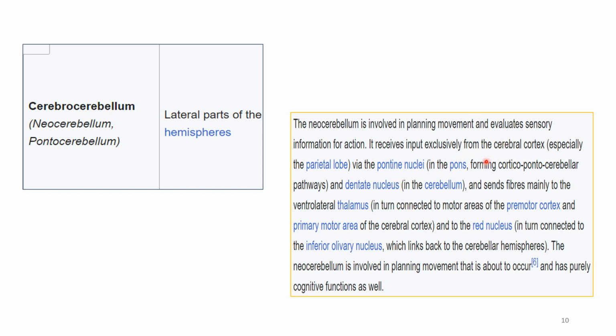It receives input exclusively from the cerebral cortex, especially from the parietal lobe via the pontine nucleus and the dentate nucleus in the cerebellum, and sends fibers mainly to the thalamus, that is the ventrolateral thalamus, and to the red nucleus. The neocerebellum is involved in planning the movement that is about to occur and has purely cognitive functions as well. So it is involved in planning the movement and it evaluates the sensory information also.